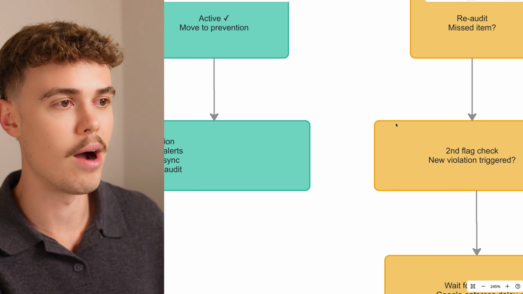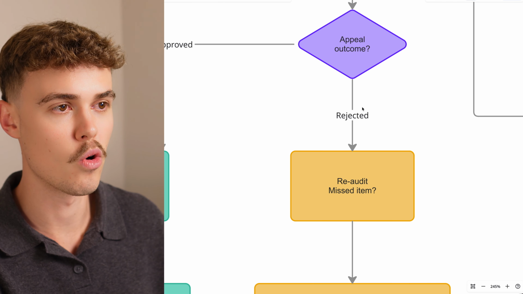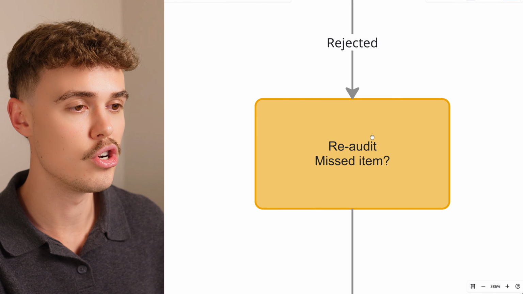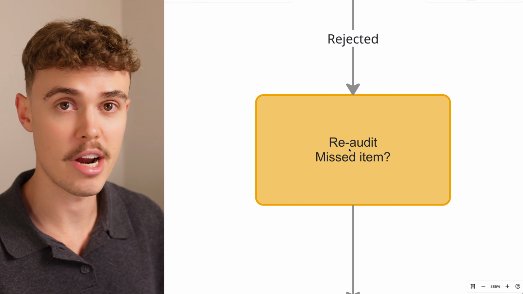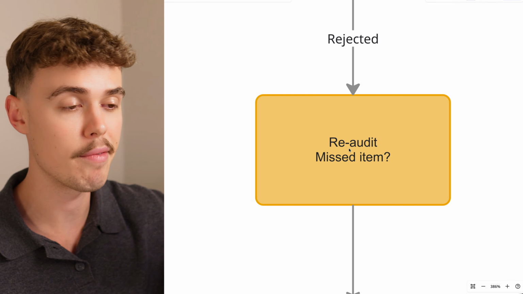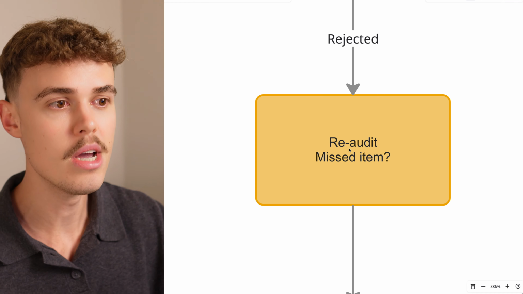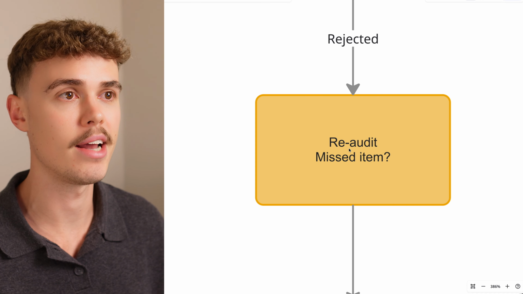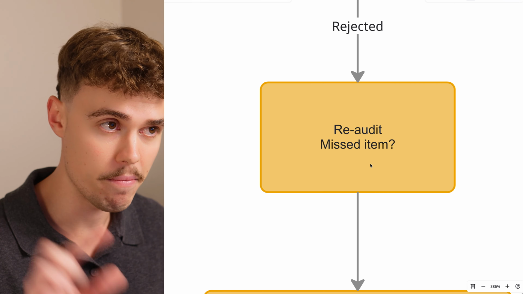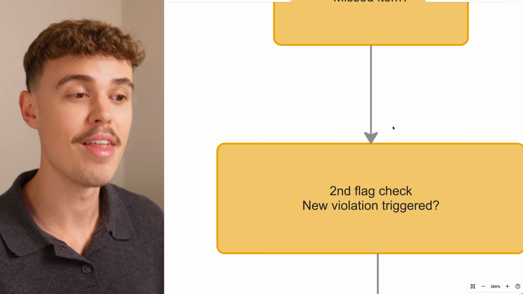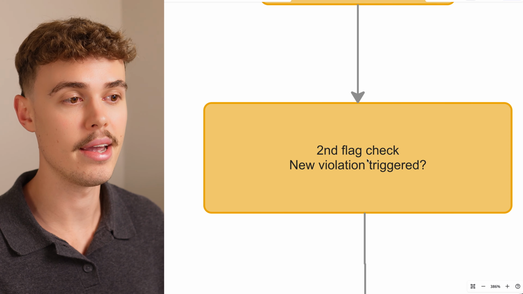Now, in the unfortunate case that your appeal gets rejected, this is what you should do. First, re-audit. Make sure that you haven't missed anything. Double check all the things I mentioned already. Double check everything across your website, everything across your products. Make sure there aren't any issues outstanding, anything that could even be interpreted as an issue. And then once you do that, you can go for another review.